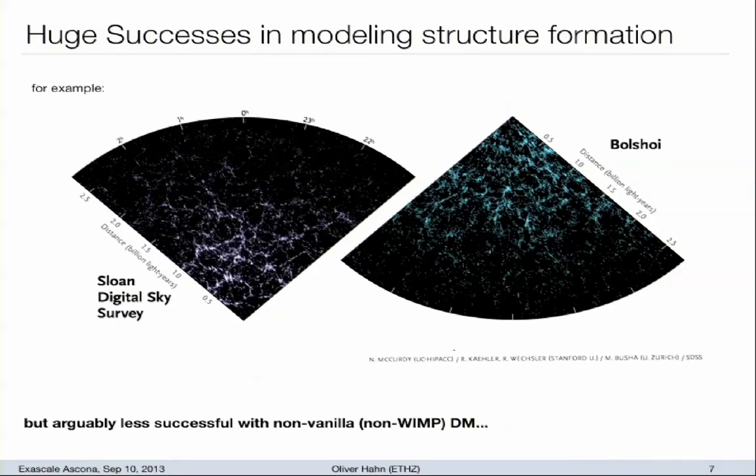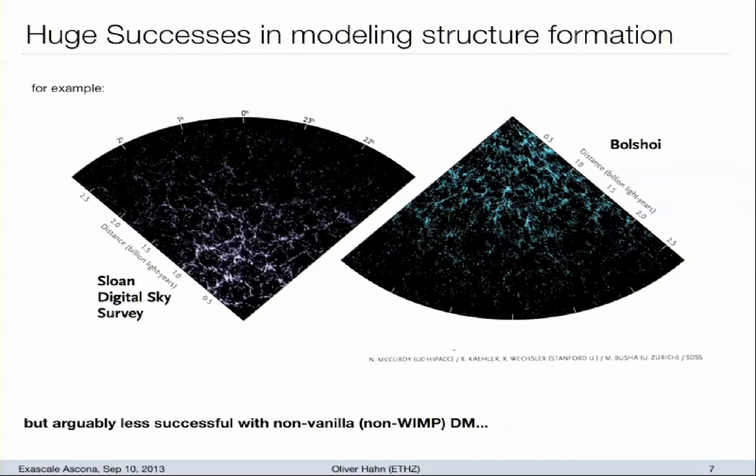This has been hugely successful, of course, to predict the distribution of galaxies and structure in the universe. This is from Sloan, this is from the Bolshoi simulation. You can look at moments, and this matches extremely well.